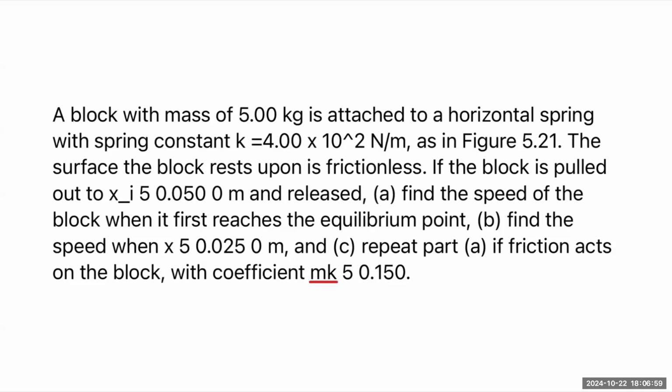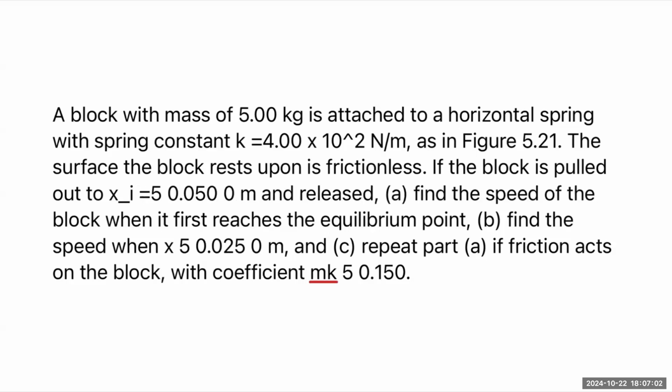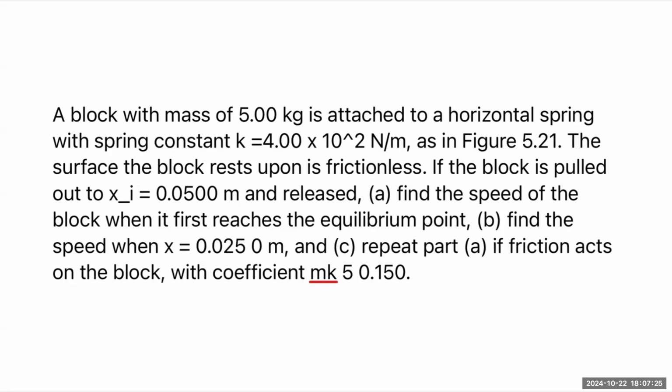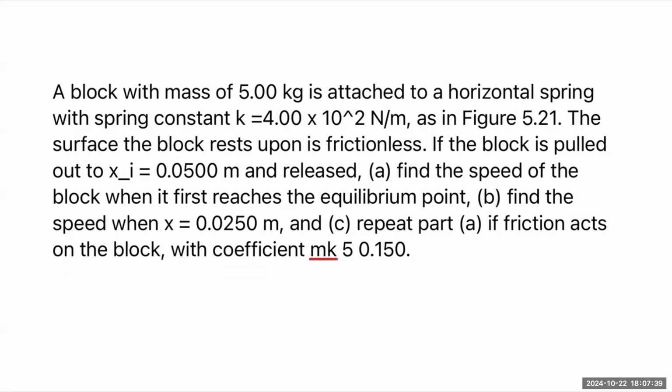X of I equals 0. Y equals to the same 0.500 meter and released. I don't know why there's extra space. Find the speed of the block when it reaches the equilibrium point, and find the speed when x equals 0.0250 meter, and repeat part A if the friction acts on the block with the coefficient mu k.